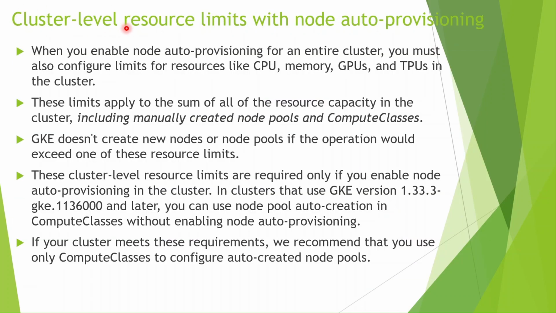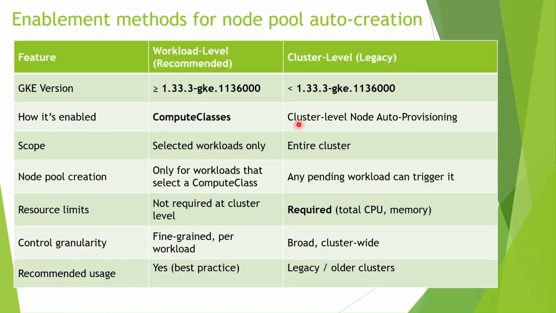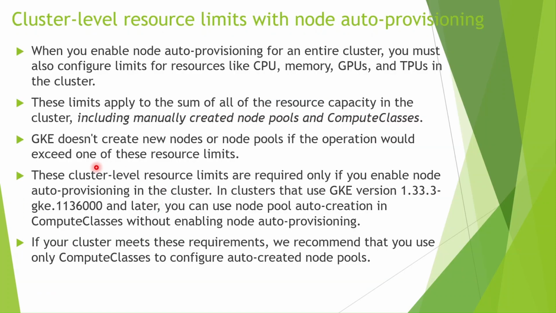Now let's move to cluster level resource limit with node auto provisioning, which I am talking about. When we enable node auto provisioning for the entire cluster, you must also configure limits for CPU, memory, GPU, TPU, like how much you want to allocate. And these limits apply to the sum of all the resource capacity in the cluster, including manually created node pools and the compute classes. So if you are using cluster level resource limit, it will work with compute class also. But if you are using workload level, then this limit will not be applicable. And GKE doesn't create new nodes or node pools if the operation would exceed one of those resource limits.